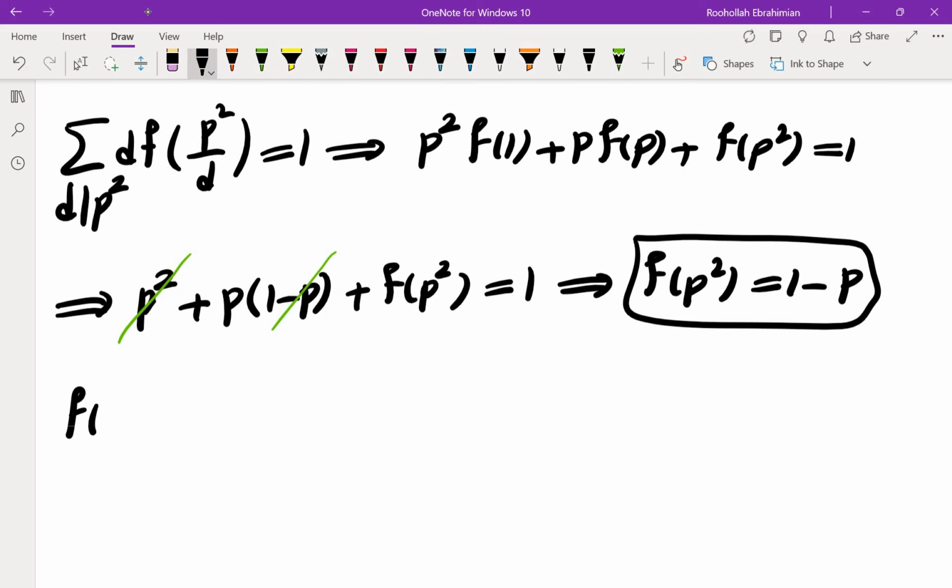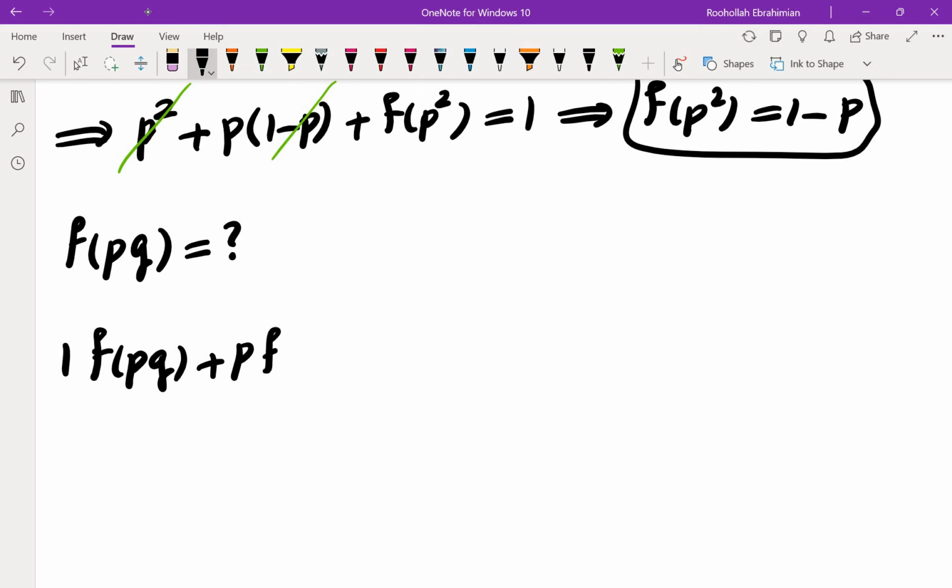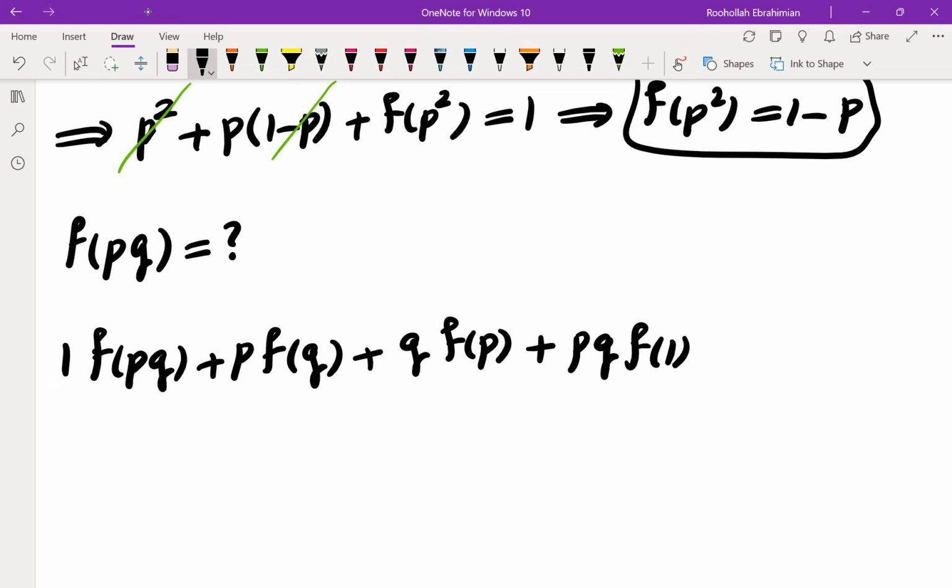Now let's look at f(pq). What is f(pq)? We will have 1 times f(pq) plus p times f(q) plus q times f(p) plus pq times f(1). We know this is equal to 1.